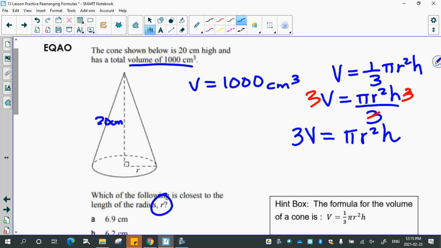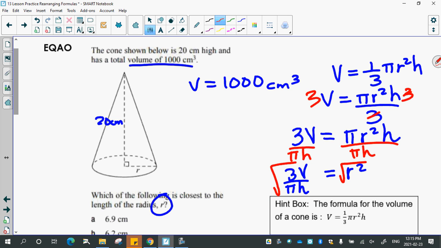I'm trying to get r by itself. Yep, for you? Divide by pi and h. Perfect. So now I've got r squared equals 3V over pi h. I still want r by itself. Vanessa? Big square root, good.